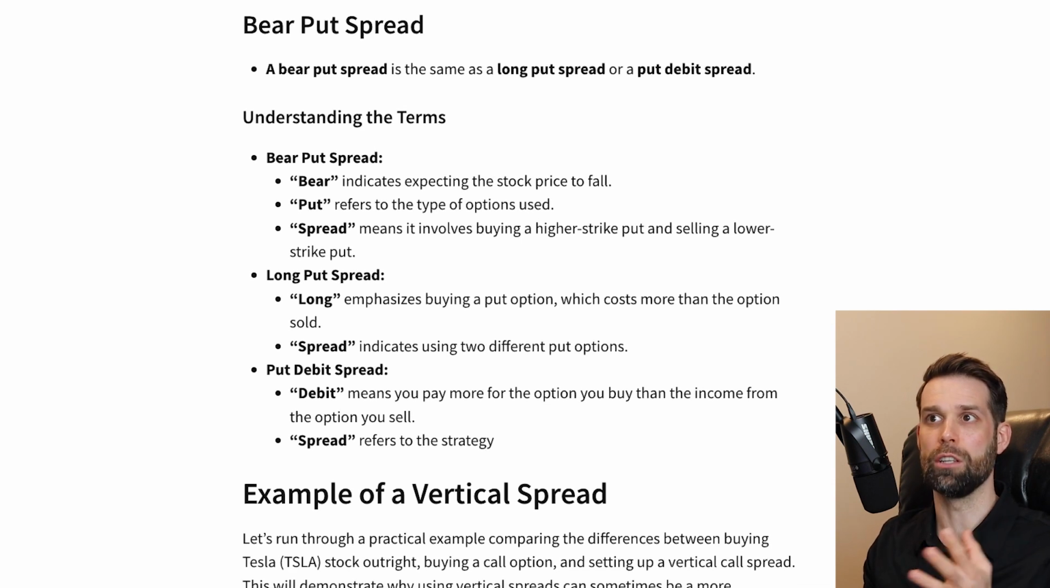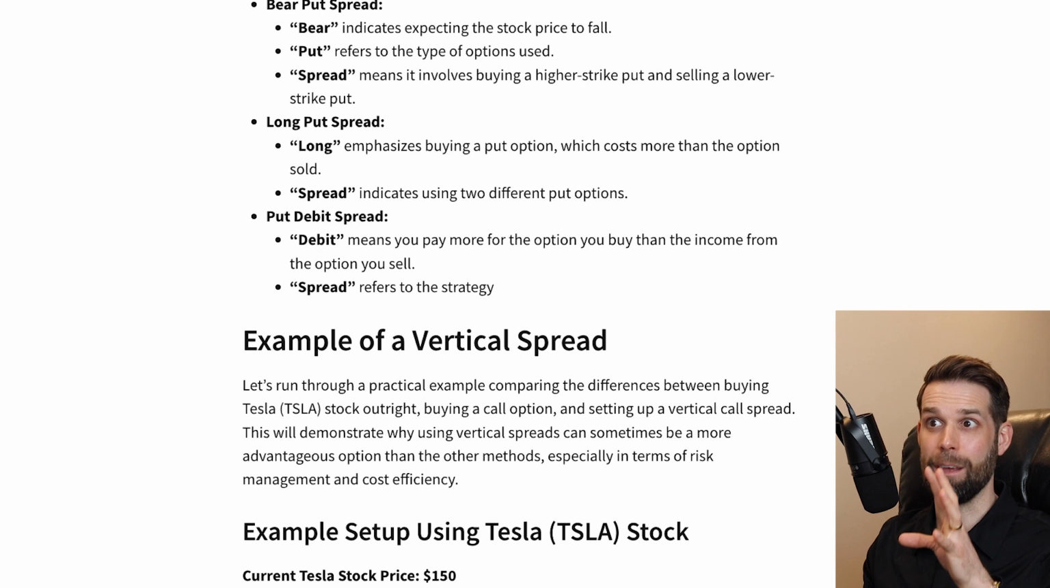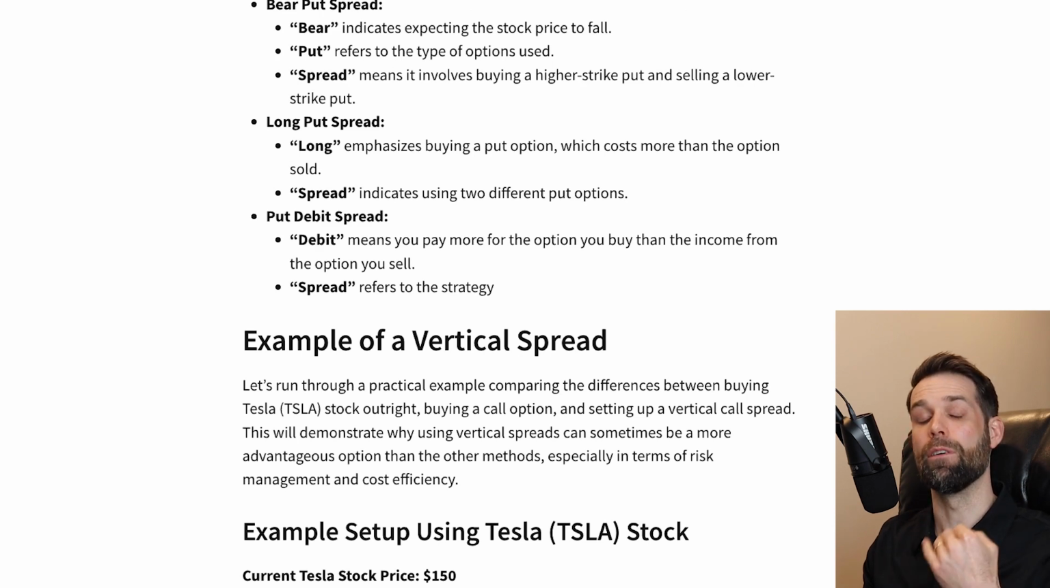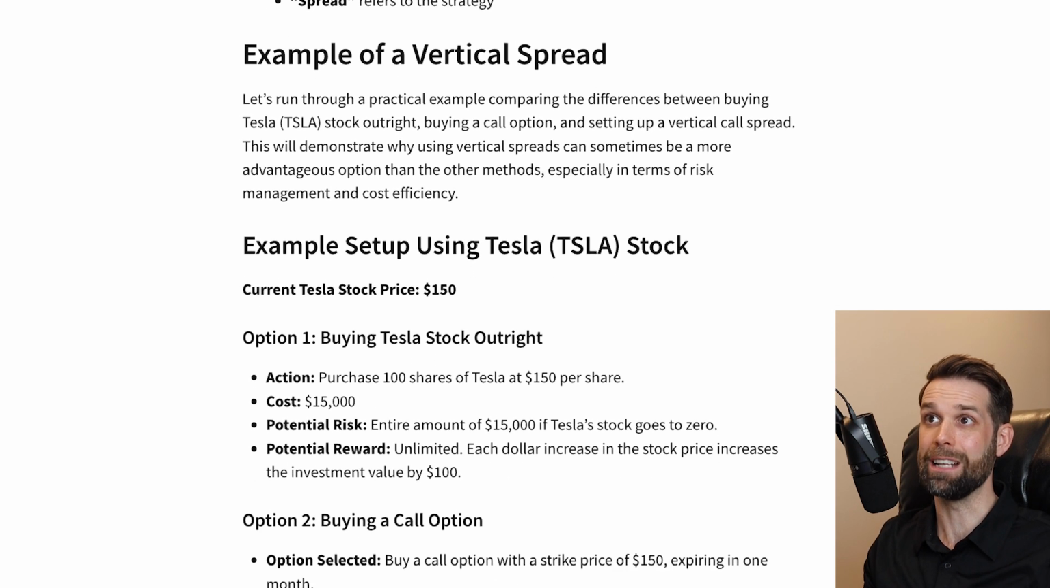So again, just some terminology there, just to be aware that all these names mean the same thing. And if you dissect them and think about them and have a little bit of background knowledge about options, then it shouldn't be too difficult to understand. So those are the main spreads there.